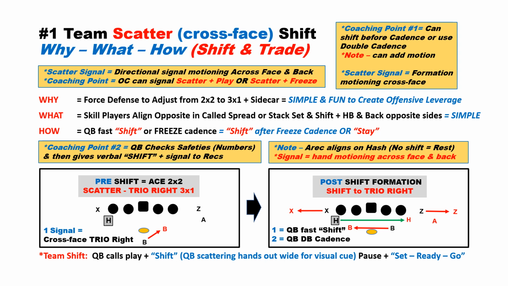So real simple, down below, the first signal is the cross face of a trio right. That's what we want to end up in. So then the pre-shift is going to be a 2x2 with the H opposite of his final alignment, and the receivers into the tight stack, and the back goes opposite of its final alignment and goes right into the sidecar. As soon as the quarterback says shift and motions with his hands out to the side, then everybody shifts into that final formation call of trio right.